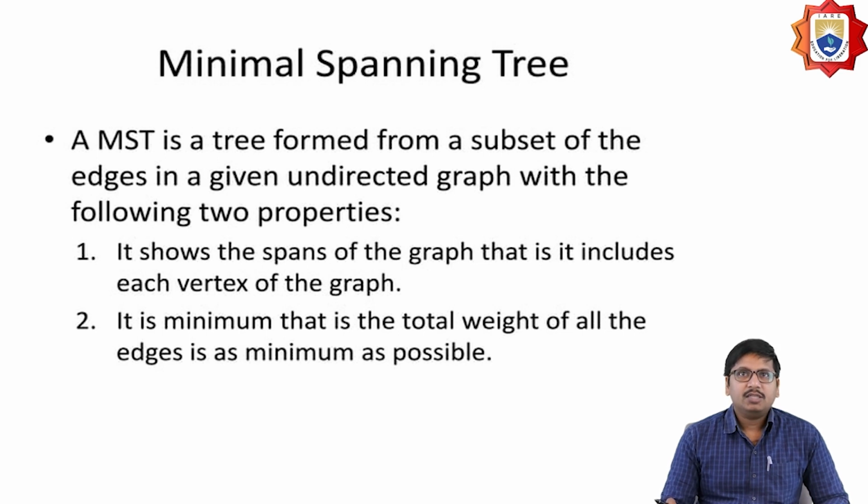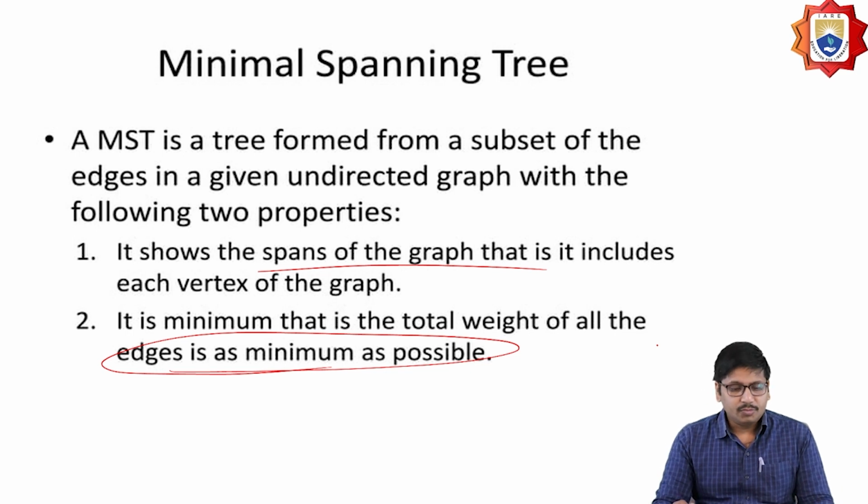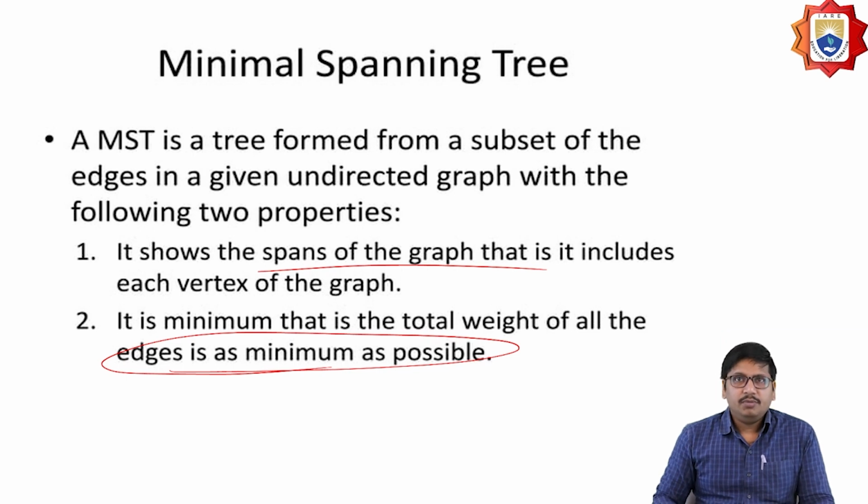So a minimum spanning tree is the tree that is going to be formed from a subset of the edges in a given undirected graph with the following properties. It spans the graph, that is, it includes each vertex of the graph, and the total weight of all edges should be as minimum as possible. So a minimum spanning tree is nothing but a minimum weight spanning tree such that the sum of the weights of all the edges should be minimum.